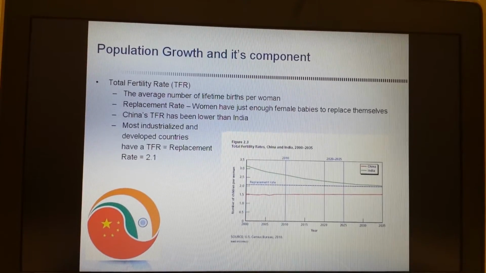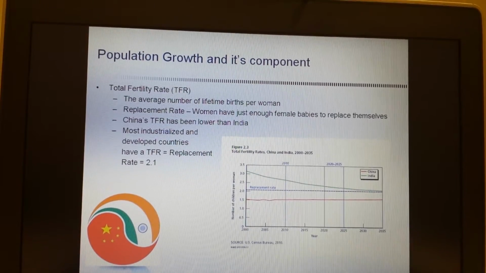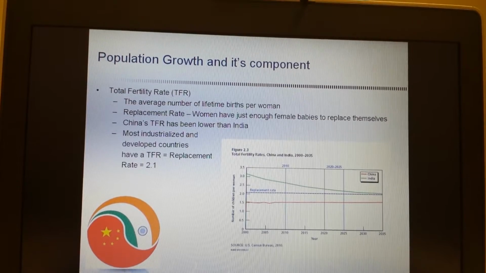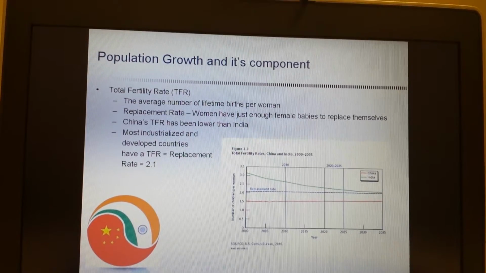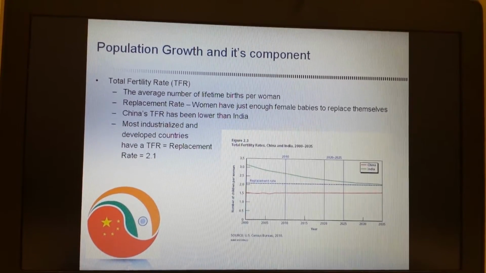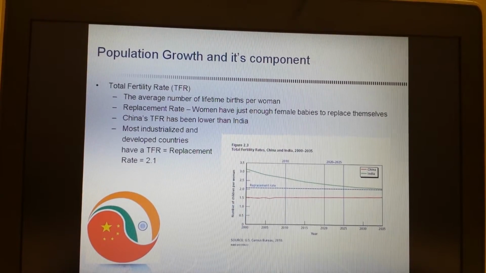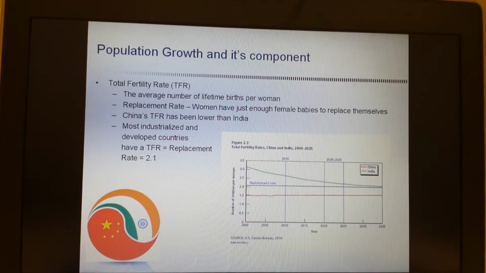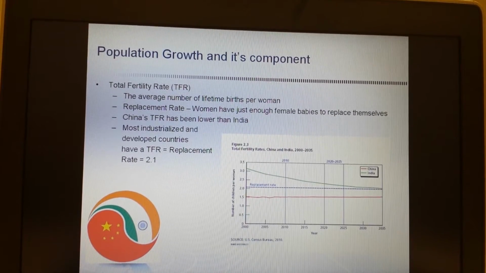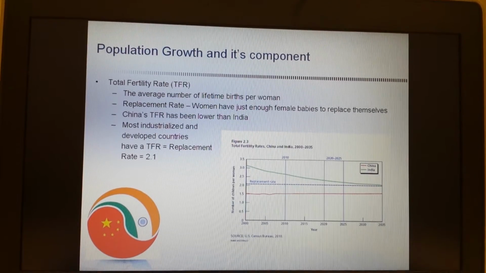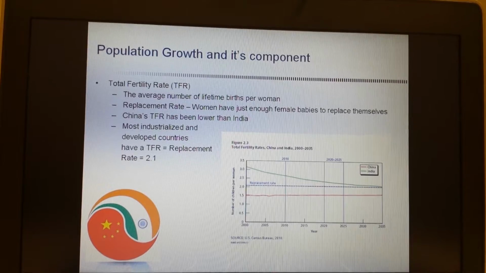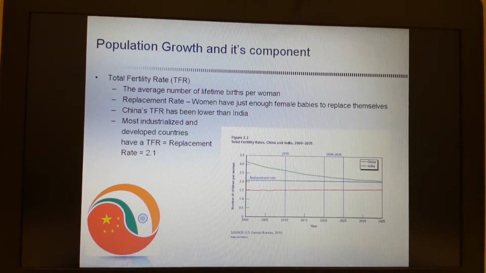China's TFR is much lower, probably because China had a law a few years ago about having just one baby per couple. Most industrialized and developed countries have a TFR equal to the replacement rate, that is 2.1. India's was much higher in 2000 and 2001, but it seems to be going down and is projected to go down further in 2035.